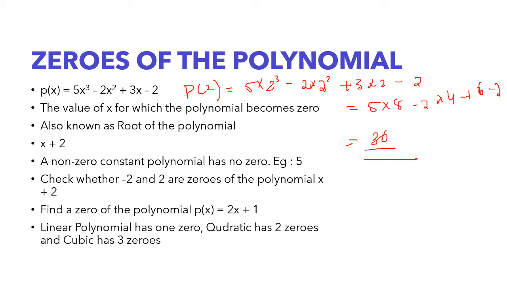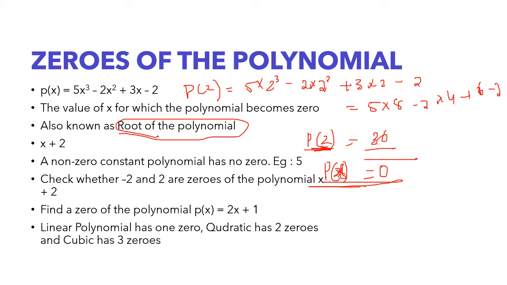Now this is P of 2, right? Now what is zero of the polynomial? At what value of x? Like here, it is P of 2, which means when x is equal to 2, we get 36. So in the same way, at what value of x will I be getting 0 instead of this 36? That value is known as the zero of the polynomial. The value of x at which the polynomial becomes 0 is known as the zero of the polynomial.